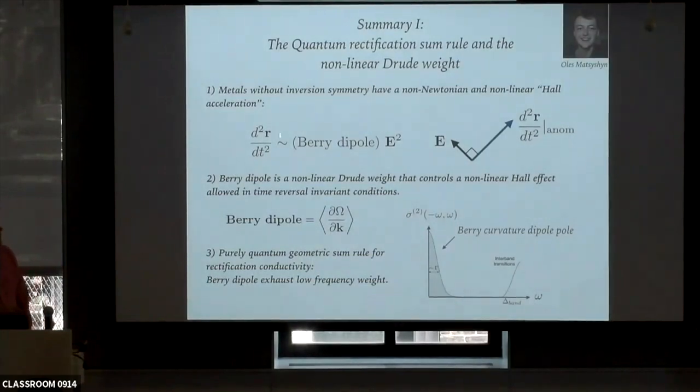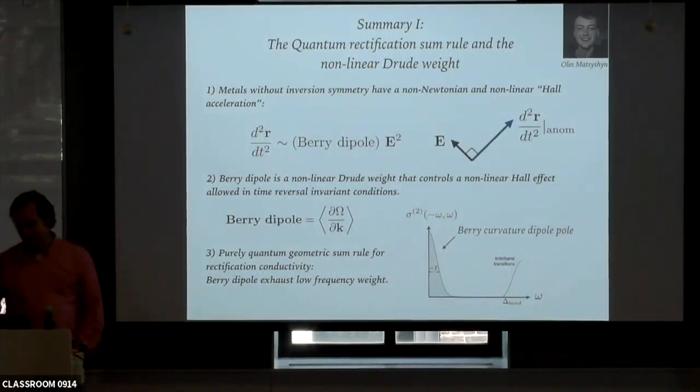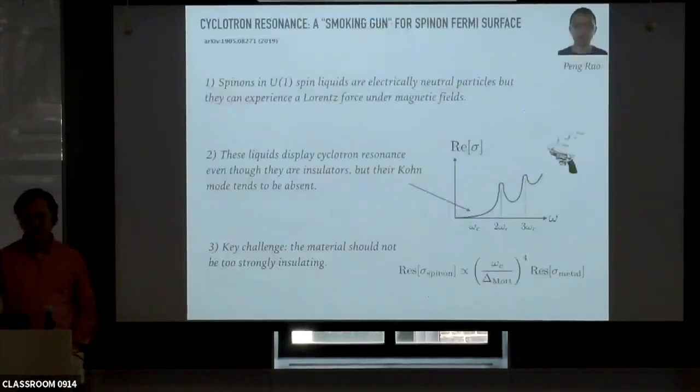Metals without inversion symmetry have an anomalous acceleration that is controlled by the Berry curvature dipole, which is an average of the gradient of the Berry curvature over momentum space, and it gives rise to this nonlinear Hall effect that is allowed in time reversal invariant materials. And also there is a remarkable sum rule for the rectification conductivity that characterizes rectification to linearly polarized light in time reversal invariant materials. How much time do we have?